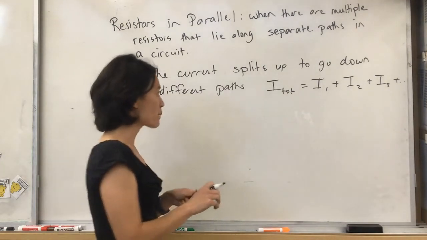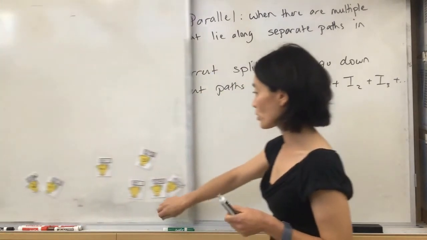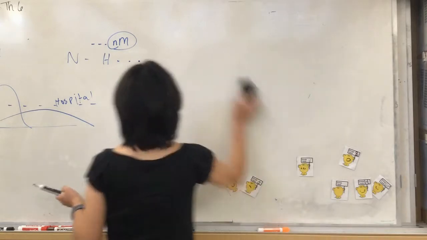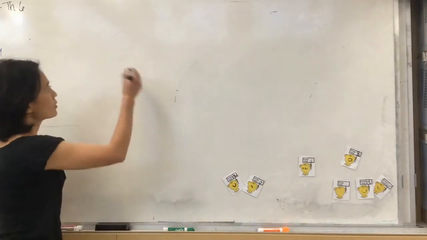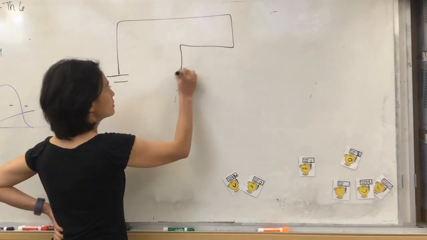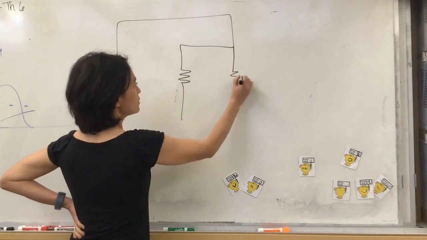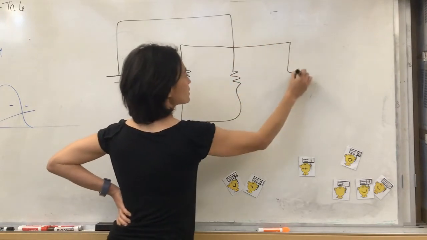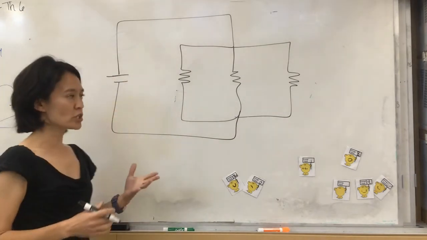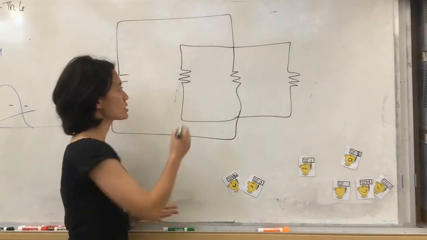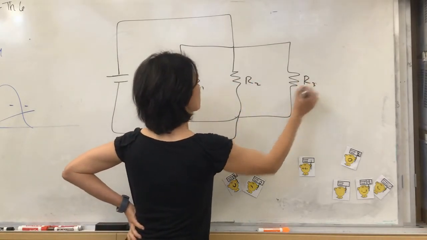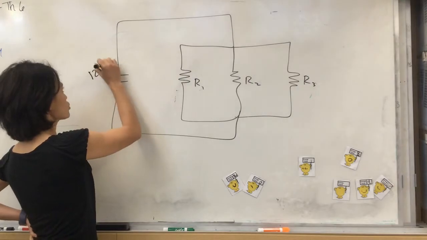Now in terms of what's happening with the voltage, let me bring this board in and draw my circuit nice and big. Here's my parallel circuit, and for ease of explanation, we're just going to say that these all have the same resistance. Resistance 1, resistance 2, resistance 3. And we're going to say it's a 12-volt power supply.